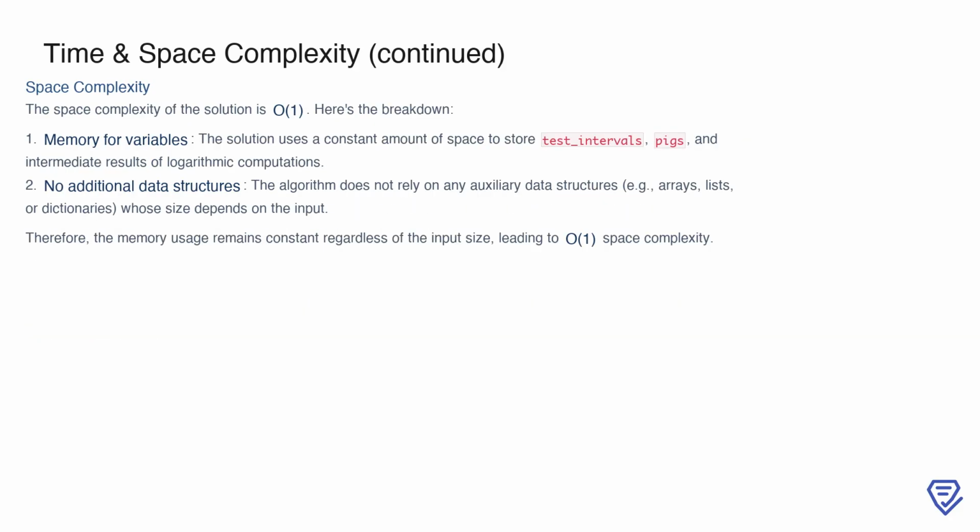The space complexity of this solution is also O(1), or constant. Let's break this down further. The algorithm only uses a few variables, such as test_intervals, pigs, and temporary values for intermediate calculations like logarithms. These variables require a fixed and limited amount of memory, regardless of the size of the input. Additionally, the solution does not rely on any auxiliary data structures like arrays, lists, or dictionaries whose memory usage might grow with the input size. Since there's no dynamic allocation of memory or dependence on the input size, the memory footprint remains constant. This is why the space complexity is O(1).